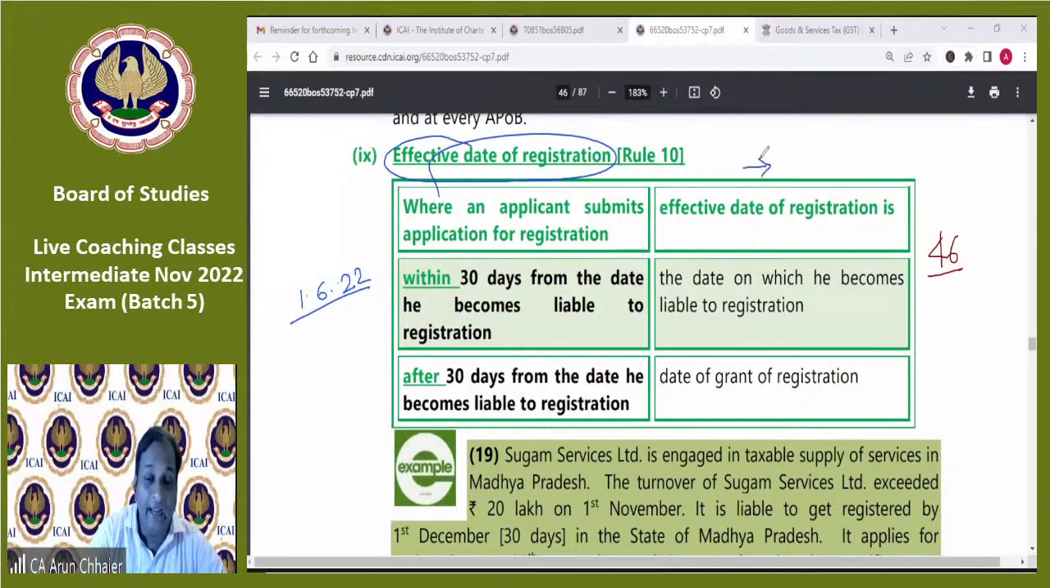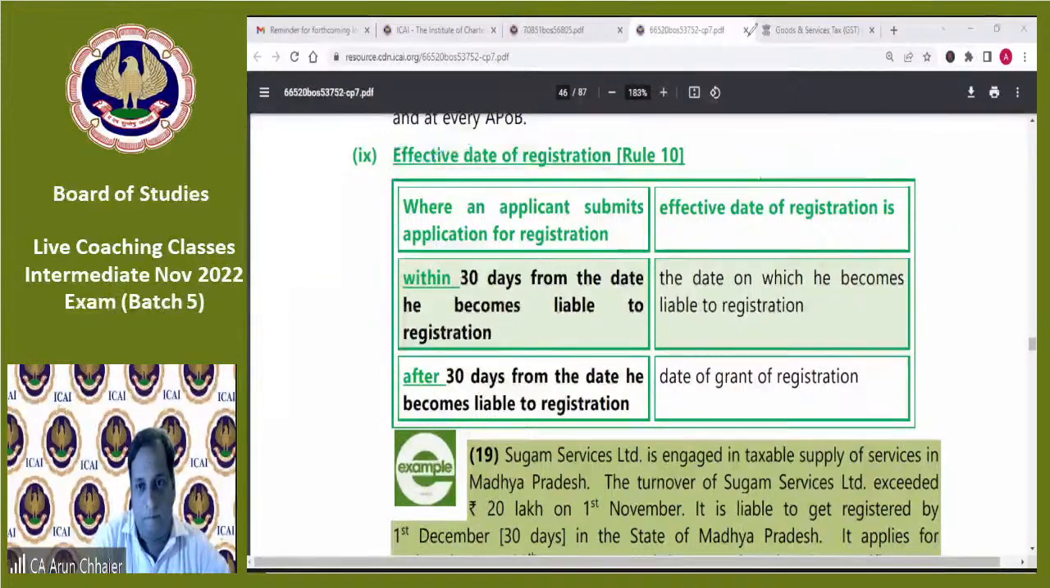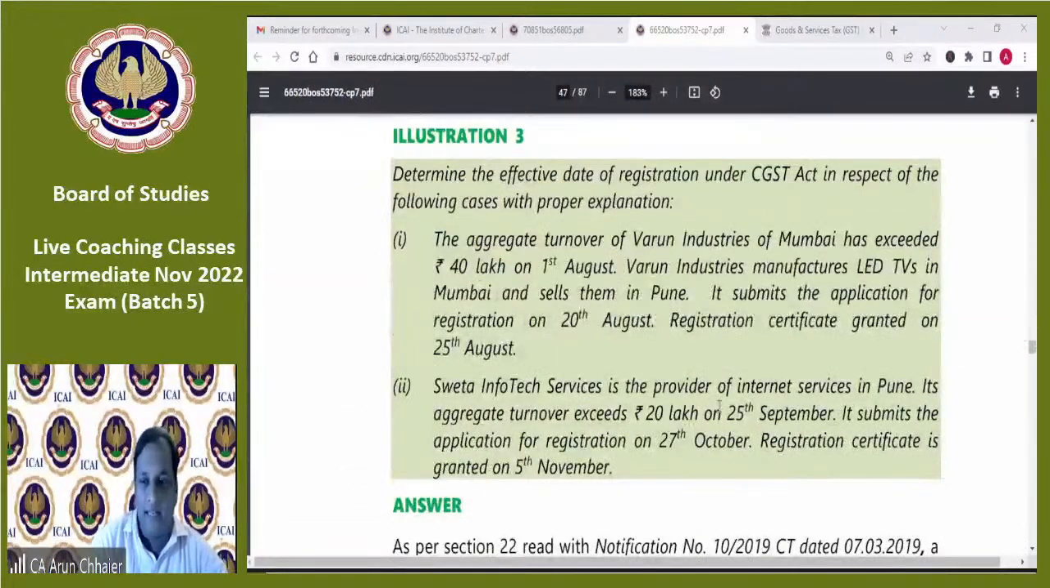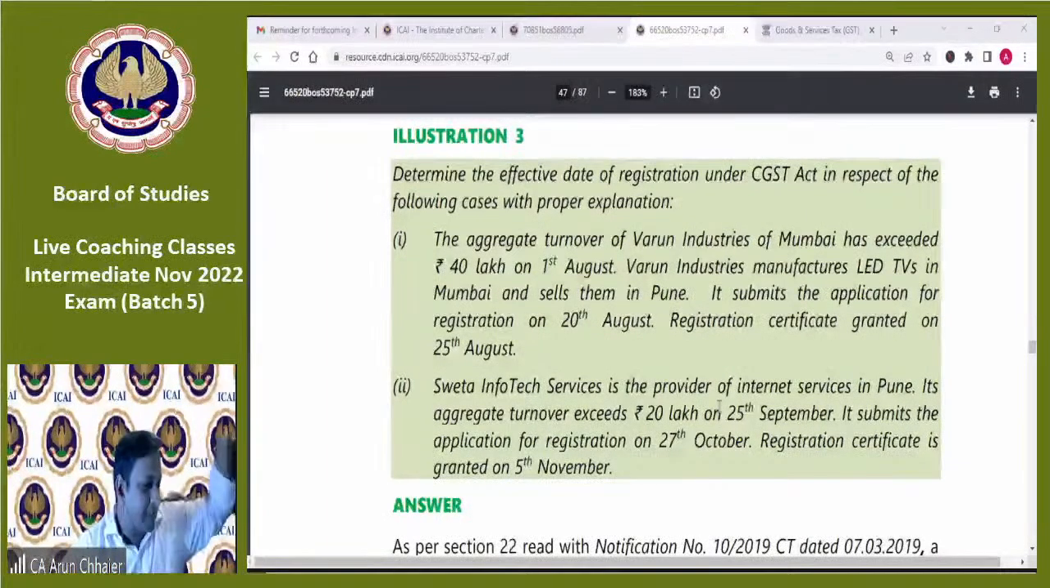You can go back and revisit the ITC chapter, section 18 subsection 1, and specifically clause A. Let's do an illustration, another example of the effective date of registration.